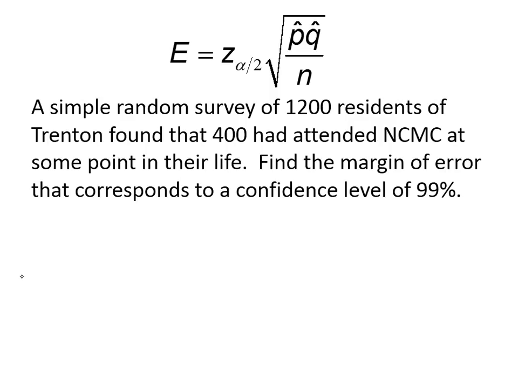So if I look at working through an example, a simple random survey of 1,200 residents of Trenton found that 400 had attended NCMC at some point in their life. Find the margin of error that corresponds to a confidence level of 99%. Now, first of all, totally made up the data. So don't feel like I'm anywhere near accurate on this. So now, knowing that this was made up data that we're going to pretend came from a good simple random sample, so have I met the criteria first?